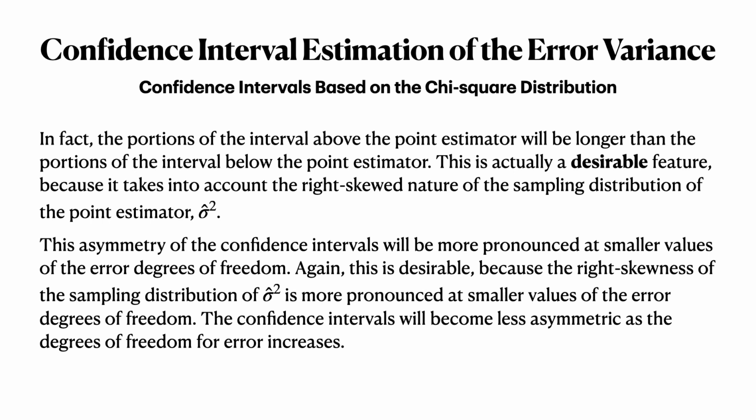a chi-squared distribution. Now, this asymmetry of the confidence intervals will be more pronounced at smaller values of the error degrees of freedom. Again, this is desirable because the right skewness of the sampling distribution of sigma hat squared is more pronounced at smaller values of the error degrees of freedom. The confidence intervals will become less asymmetric, that is, be closer to being symmetric, although they won't be exactly symmetric. These confidence intervals will become less asymmetric as the degrees of freedom for error increases.